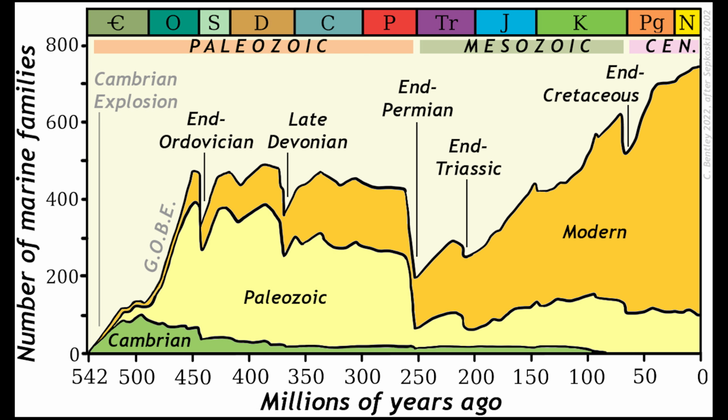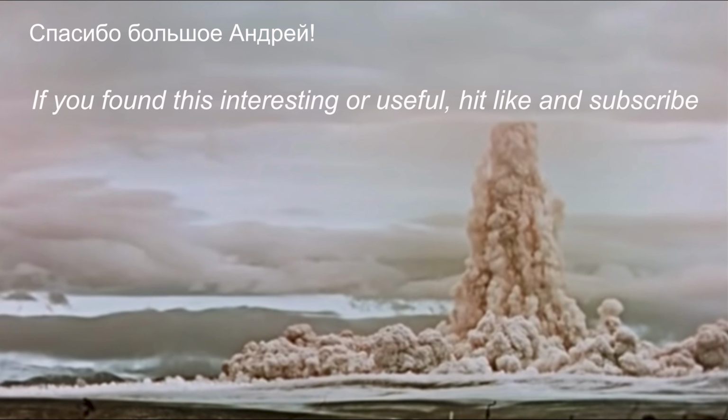But our ancestors survived. At 200 million years ago, a Triassic extinction. At 65 million years ago, we have the end of the Cretaceous extinction. It's now called the Cretaceous-Paleogene extinction. It was called the KT or Cretaceous-Tertiary extinction until a few years ago.